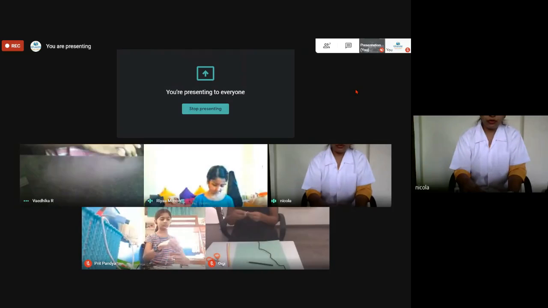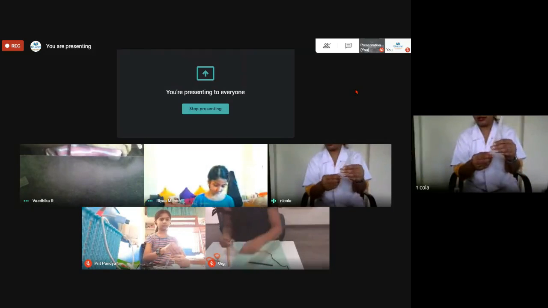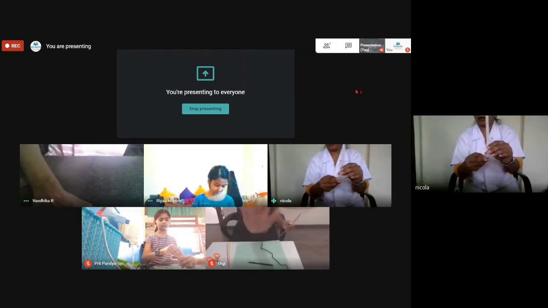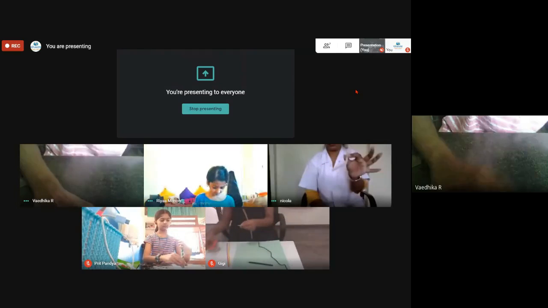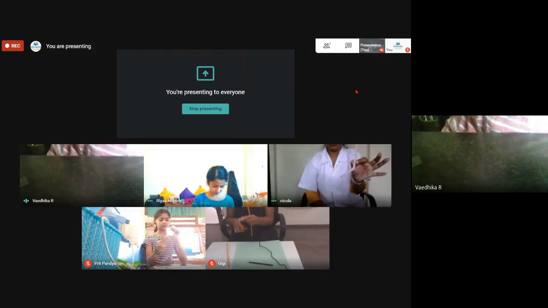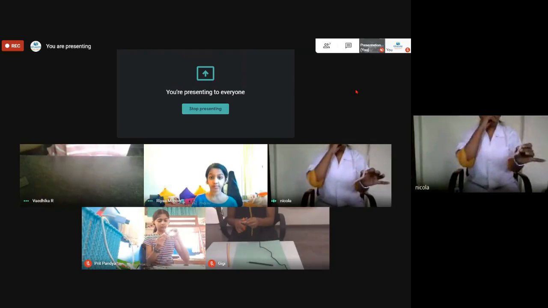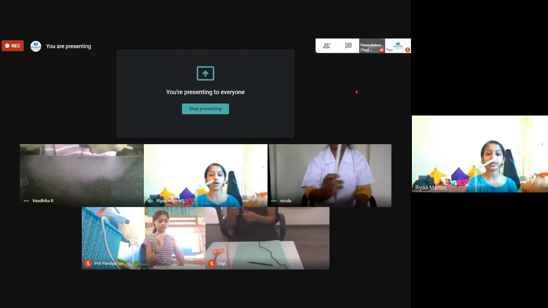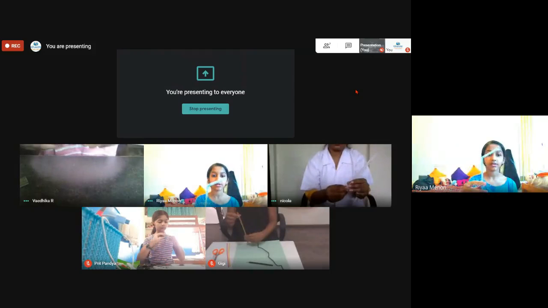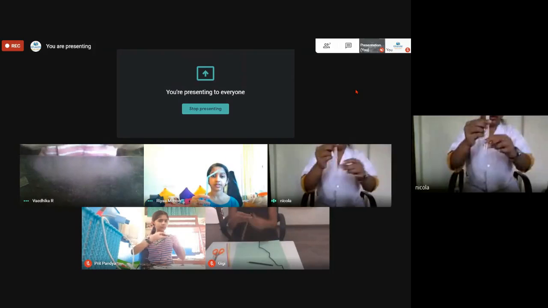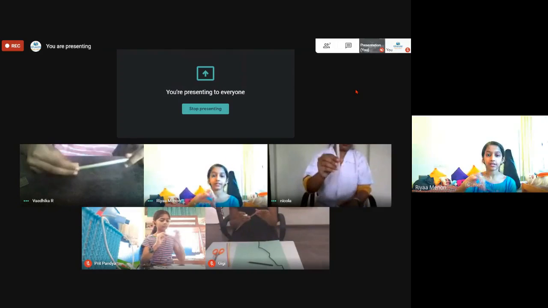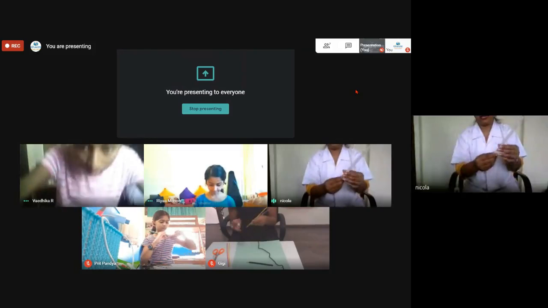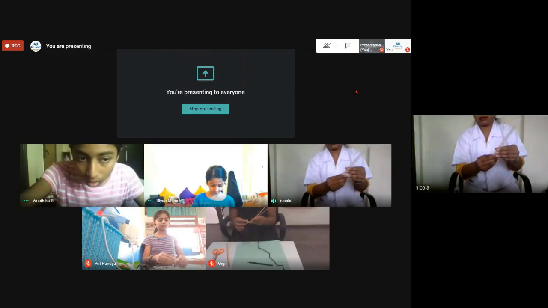How many of you all have these flexible straws which can bend at the bottom like this? Ma'am, I have those. Okay, Vedika. Mine is at the top. You all have to keep it at the bottom. Okay, like this. If you have 6 flexible straws, that is good enough.